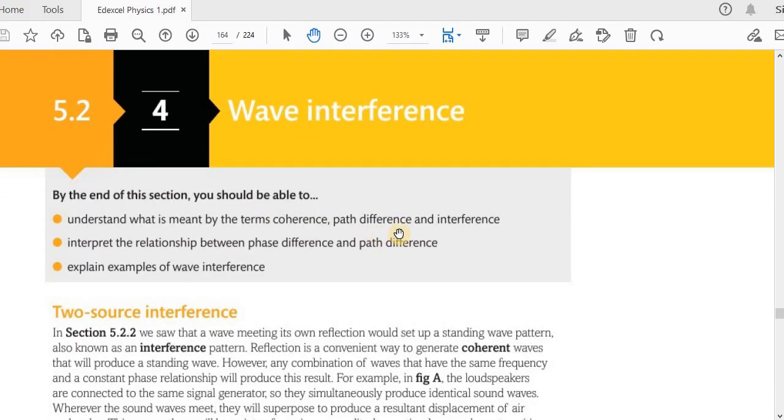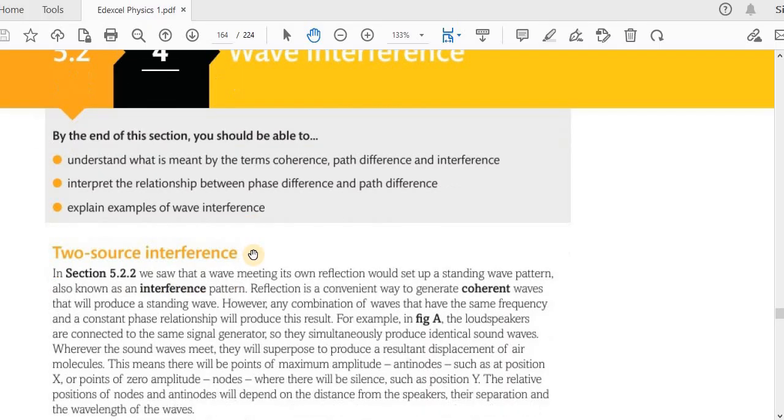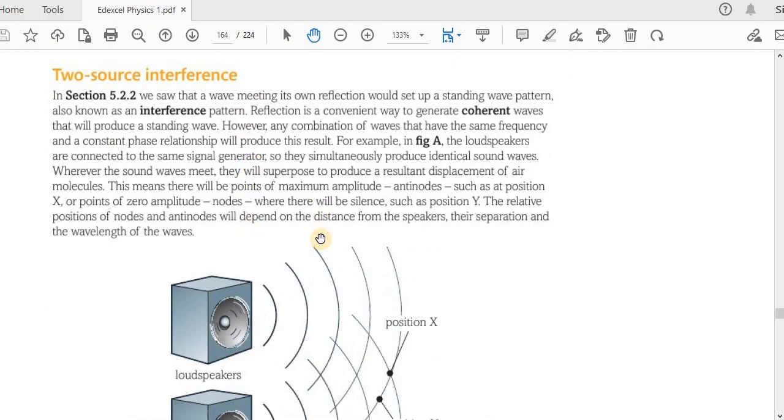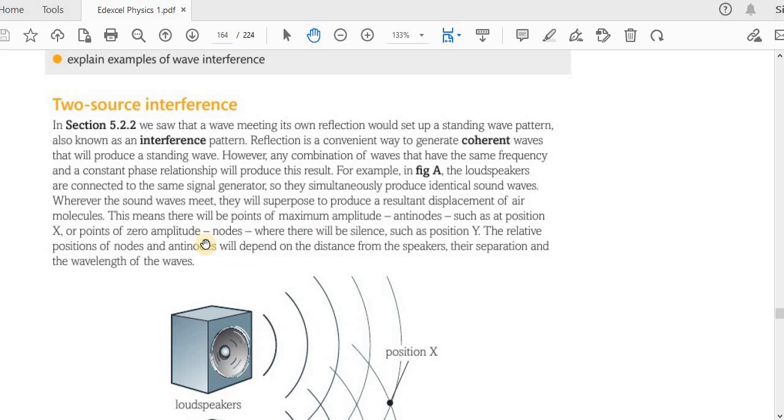Now let's go to the beginning of the lesson. So coherence, path difference, interference, phase difference. Explain examples of wave interference. Two source interference, so we have two sources. In section 5.2.2 we saw that a wave meeting its own reflection would set up a standing wave pattern, also known as an interference pattern. Reflection is a convenient way to generate coherent waves that produce a standing wave.